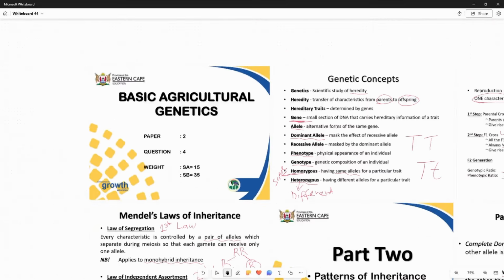Right, so this now concludes the basic agricultural genetics. Very, very important. This question will always come in question 4. It's one of the questions where there was an improvement from 2024 in the final exams; most learners were able to get answers there. Your Punnett square will always come, so make sure you get the marks there. They use the keywords: a purebred, a hybrid. A hybrid is heterozygous, purebred is homozygous.